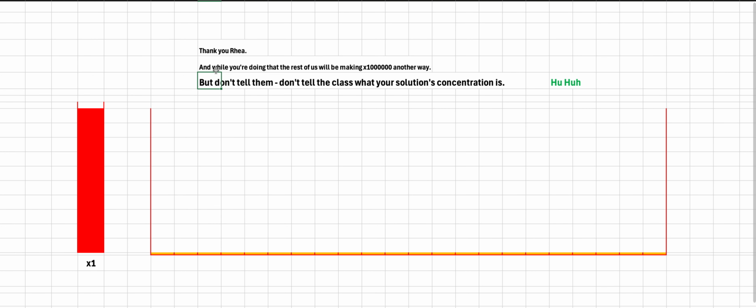Thank you, Rick. And while you're doing that, the rest of us will be making a 1 million times 1 million dilution. In other words, don't tell the class what your solution concentration is going to be, okay? Because they are going to have to find out on their own.